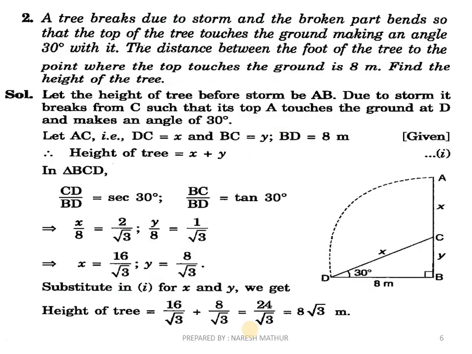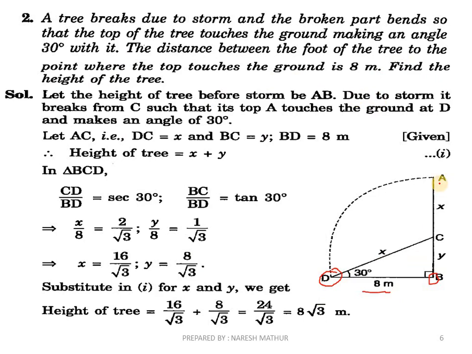Okay. In the next question, it's a good one. We are given a tree which breaks due to a storm, and the broken part bends so that the top of the tree touches the ground, making an angle of 30 degrees with it. The distance between the foot of the tree to the point where the top touches the ground is 8 meters. Find the height of the tree.